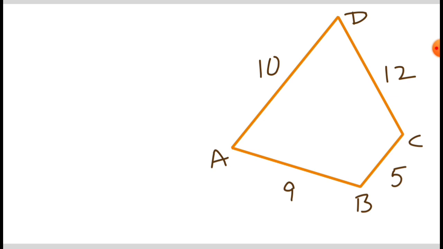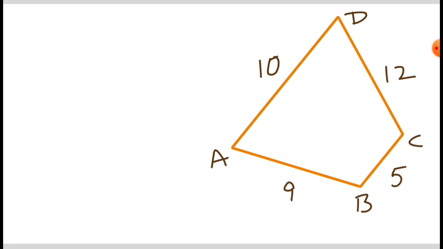Given information is a quadrilateral ABCD. AB length is 9 units, BC length is 5 units, CD length is 12 units, and AD length is 10 units. Our goal is to find the area of this quadrilateral. Let's see how to solve.